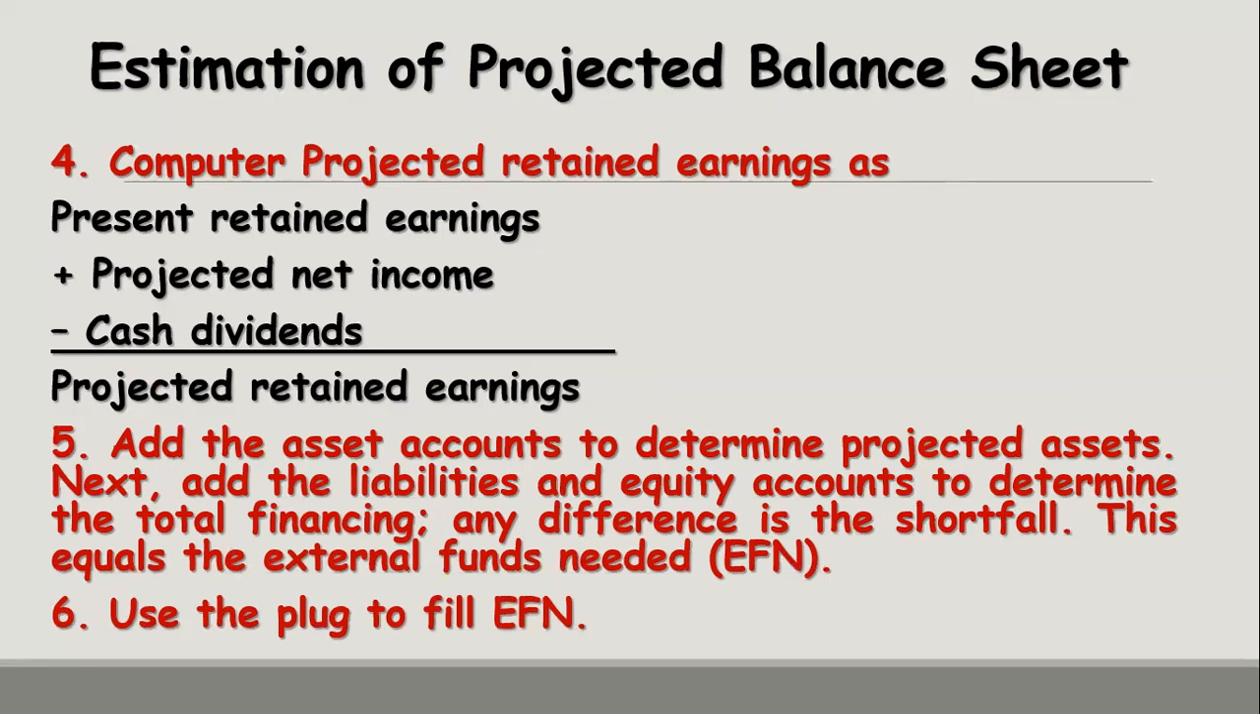Again, add accounts to determine the projected assets, add the liabilities and equity accounts to determine the total financing. Any difference is the shortfall. That shortfall is met through the external financial need. Use the plug to fill the external financial need.